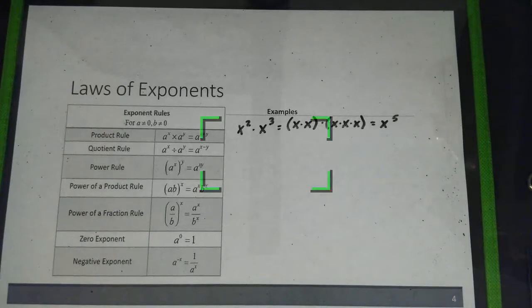Next up, we're going to look at the quotient rule, which says if we have a to the x power divided by a to the y power, that'll give us a raised to the x minus y power.